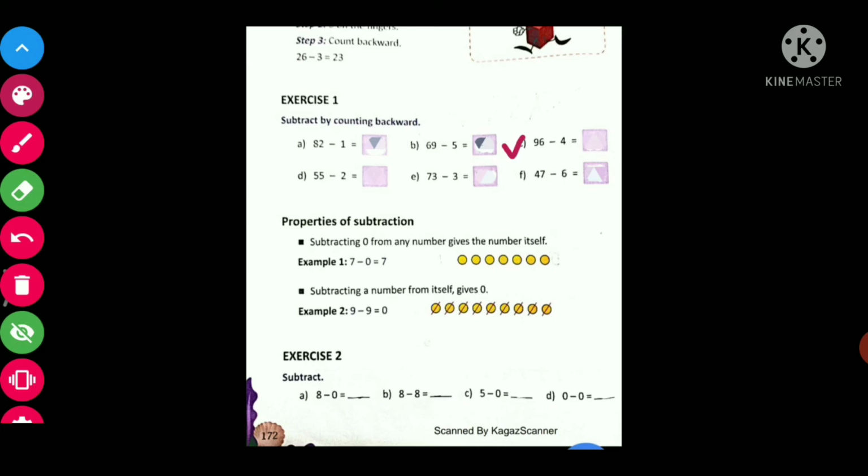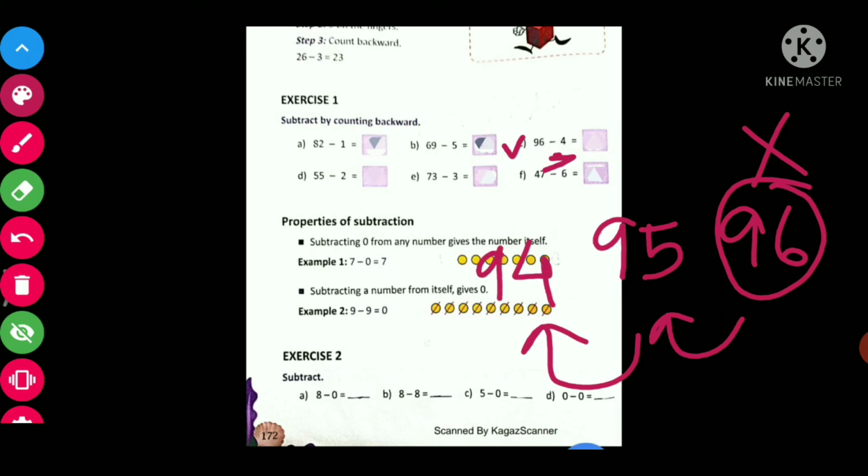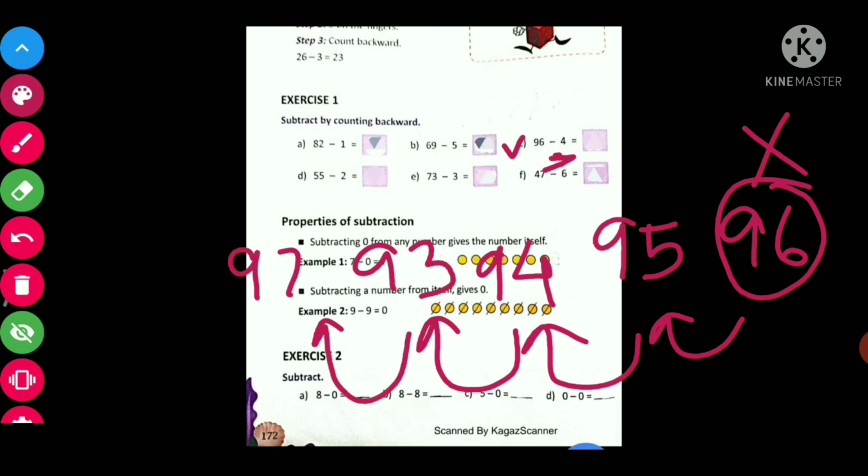So 96 is there, and we have to subtract 4 from it, right? So now we'll start from 96, but we will not count this one, right? We'll move 4 steps back. Okay, backward direction we have to count. So before 96, 95 is there. Before 95, 94 is there. Before 94, 93 is there. And before 93, 92 is there.